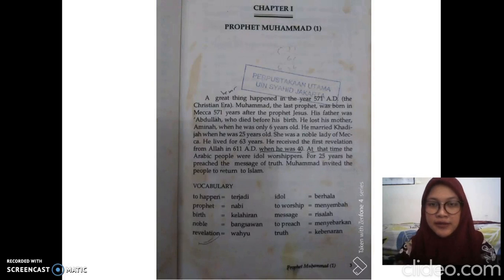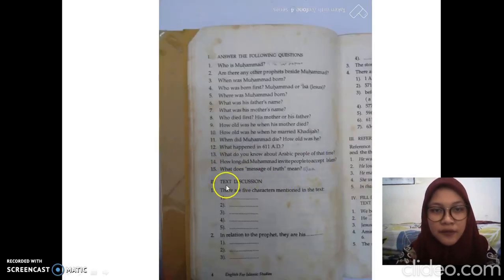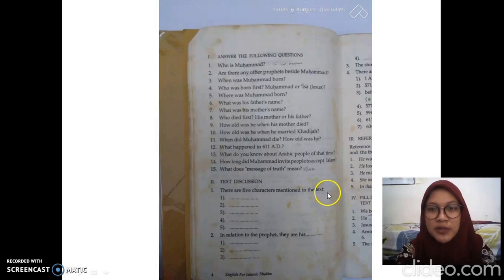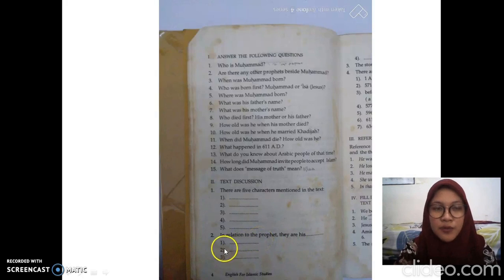And we know that the questions can be answered by reading the text. And then the following exercise is text discussion. Let's see, in the first number there are 5 characters mentioned in the text. So as the reader, as the learner, we must write down who the characters mentioned in the text are and their relation to the prophet. So we must write down the names and their relation to Prophet Muhammad.